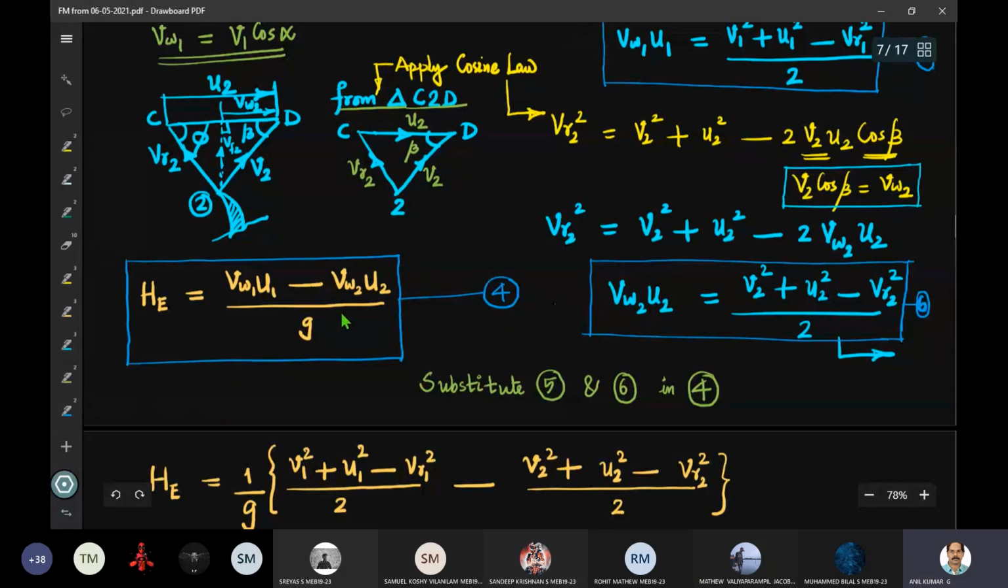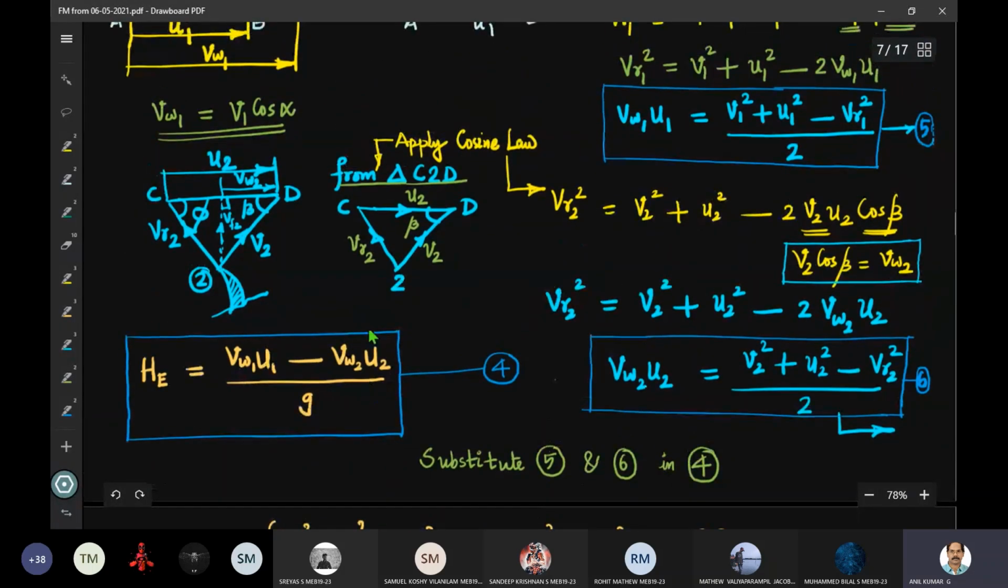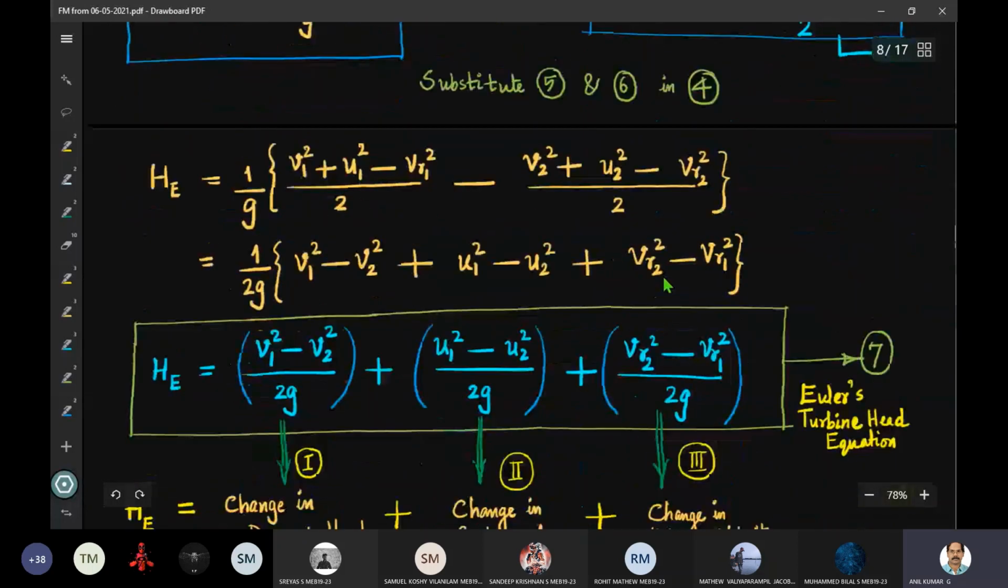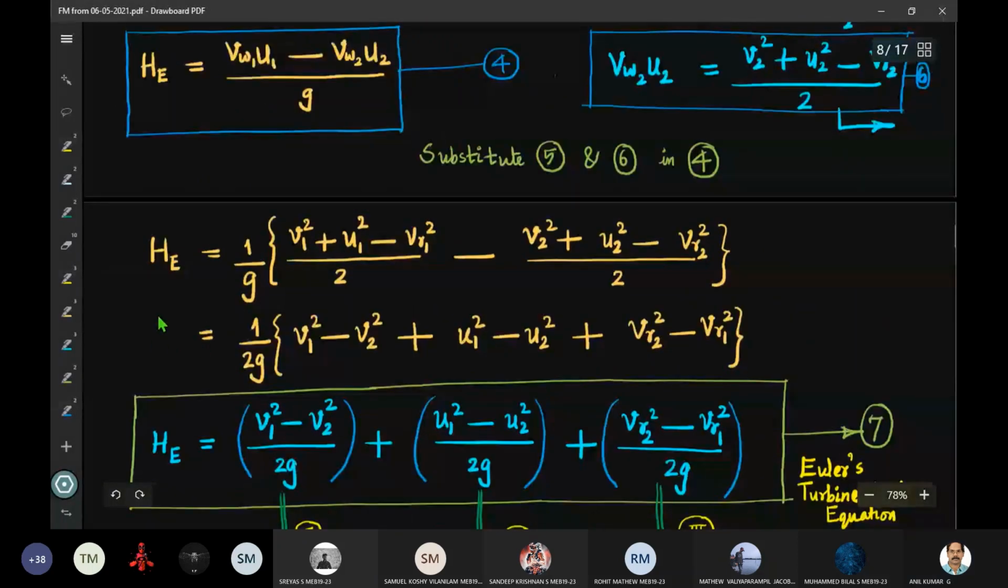And in that expression, you replace VW1 U1 and VW2 U2 collectively by these two expressions given by equations 5 and 6. So substitute 5 and 6 in equation 4. What do you get? Euler's head developed will be, see, this 1 by G can be written in front, and VW1 U1, instead of that you are writing V1 square plus U1 square minus VR1 square by 2. And for VW2 U2, you can write V2 square plus U2 square minus VR2 square whole divided by 2, and there is a minus sign in front of it. Take care of this minus sign.